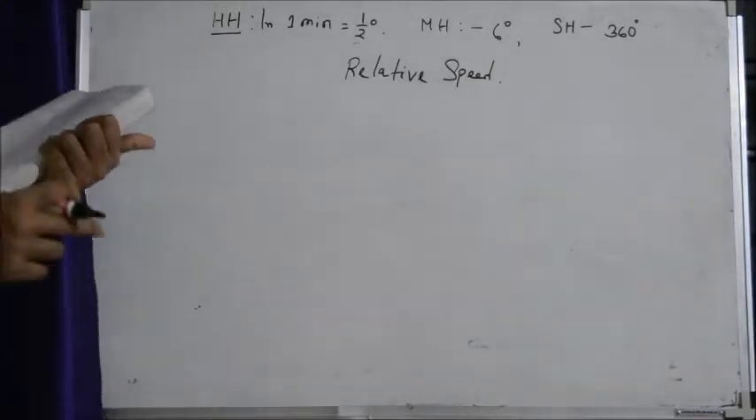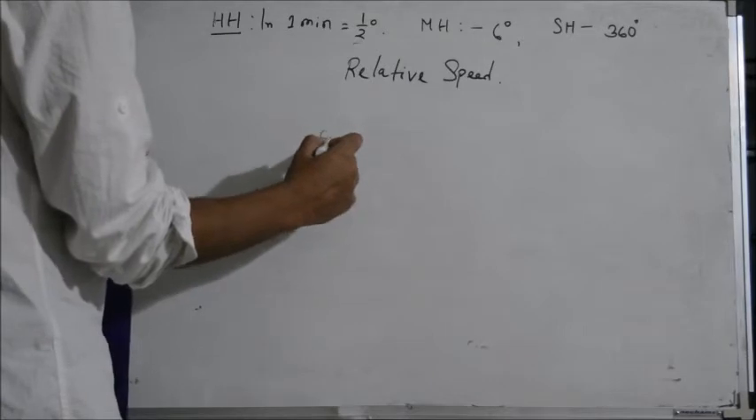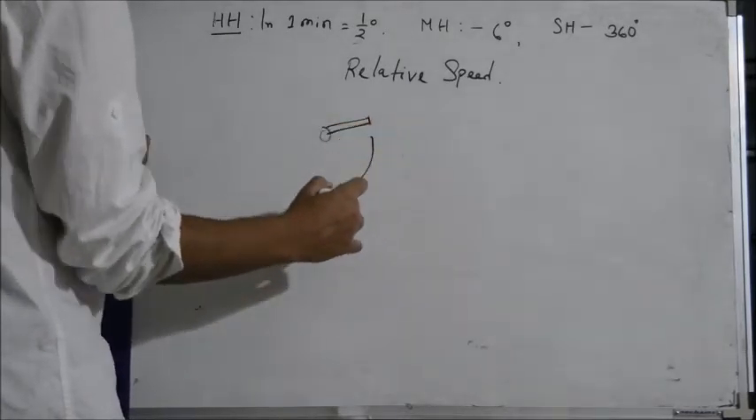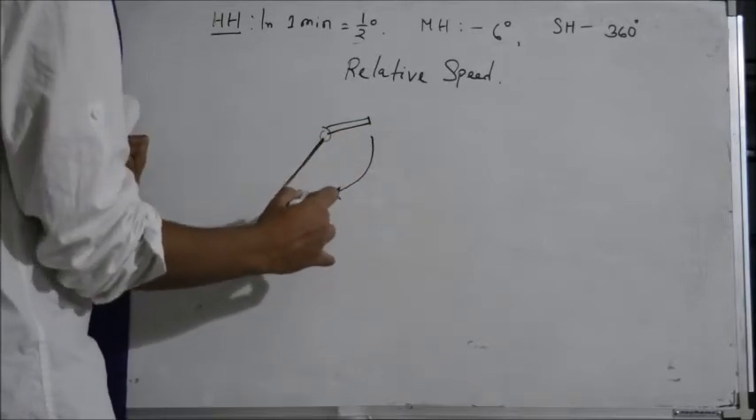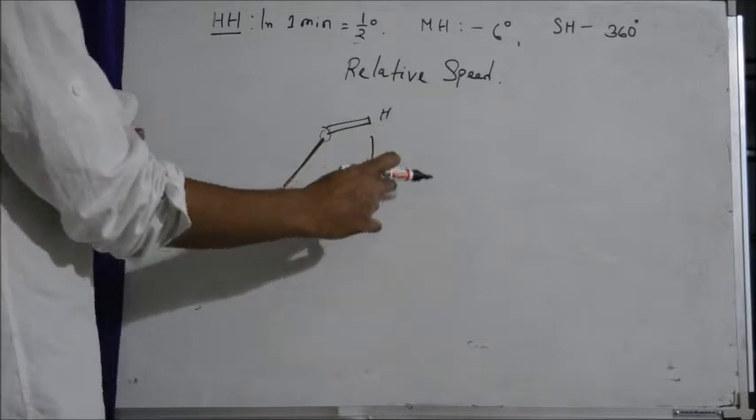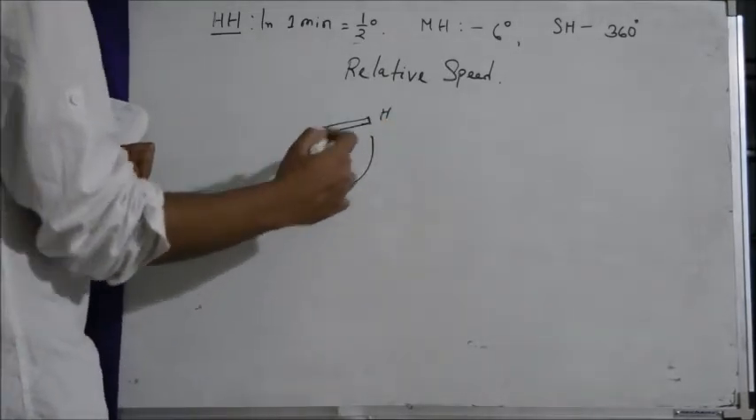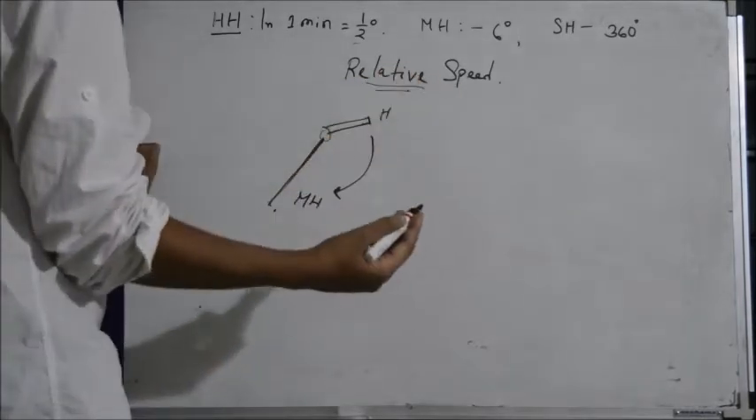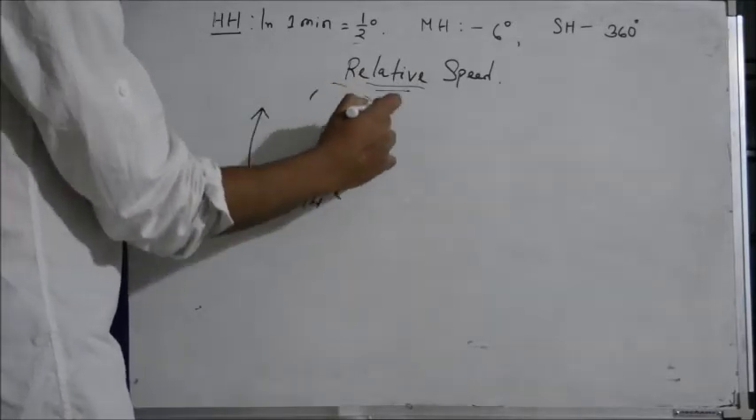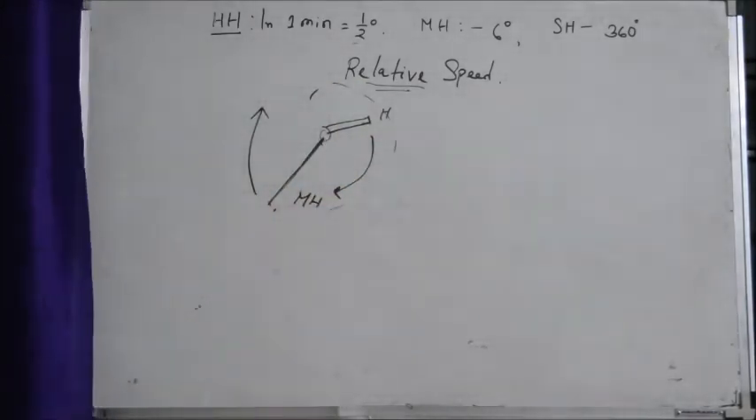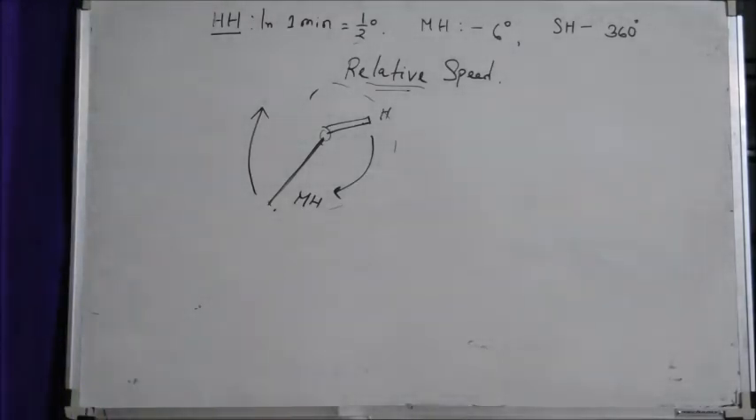What is relative speed? Suppose our hour hand is moving, and with respect to the hour hand, how fast is the minute hand moving? It's called relative speed. Similarly, suppose our minute hand is moving, and with respect to the minute hand, how fast is the second hand moving? That is called relative speed of minute hand with second hand. Fine.